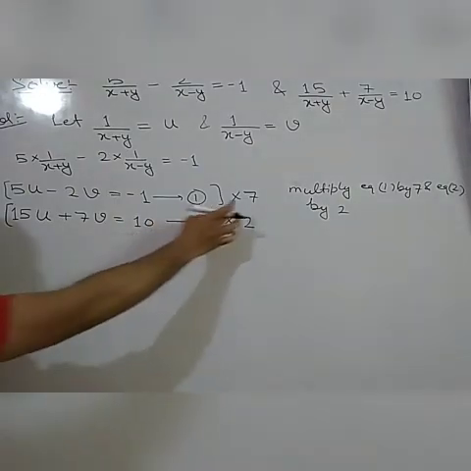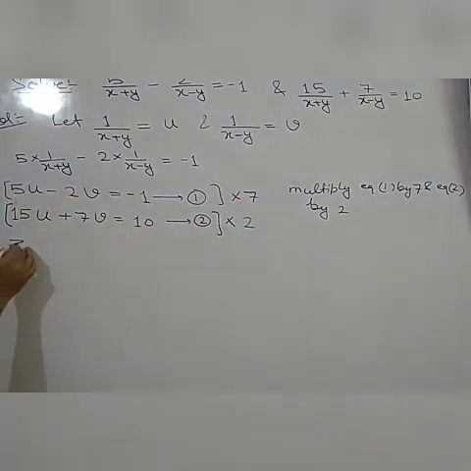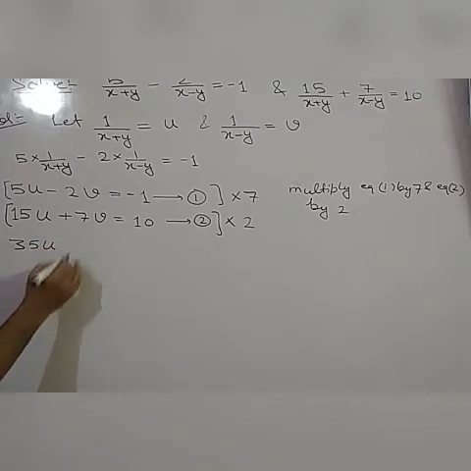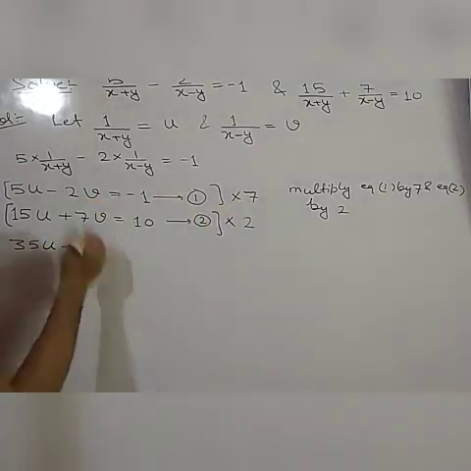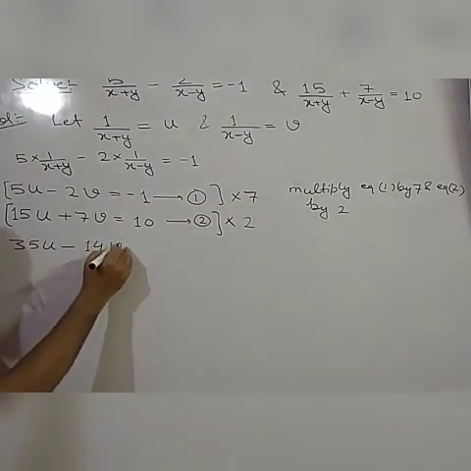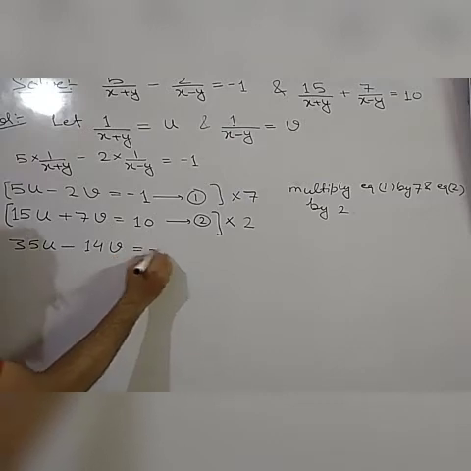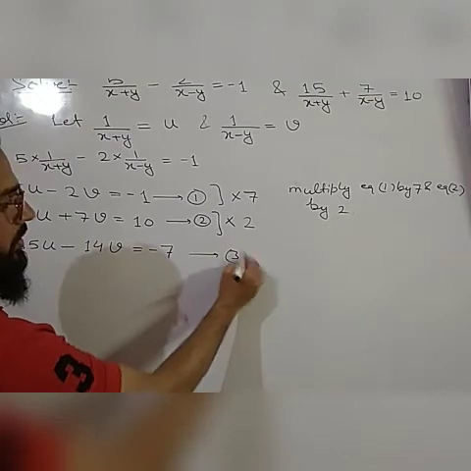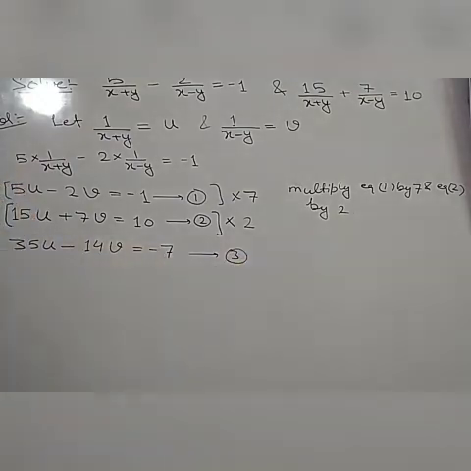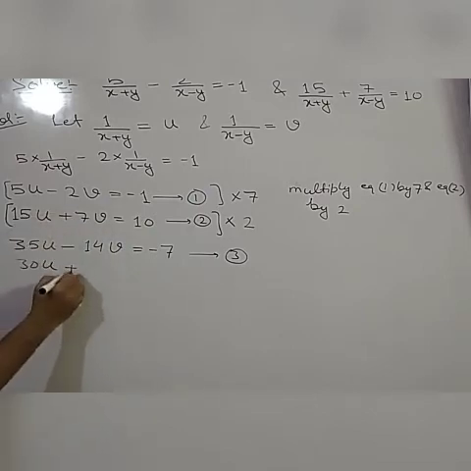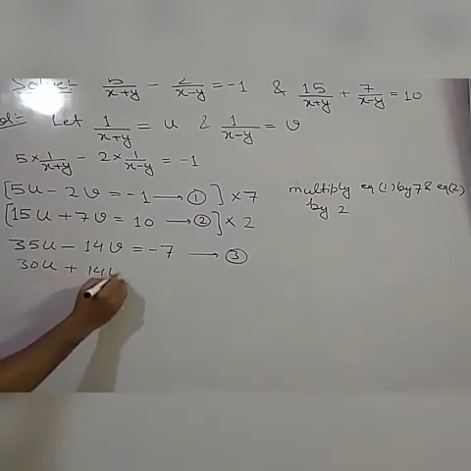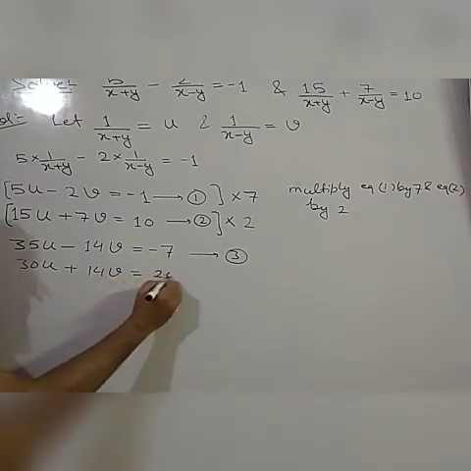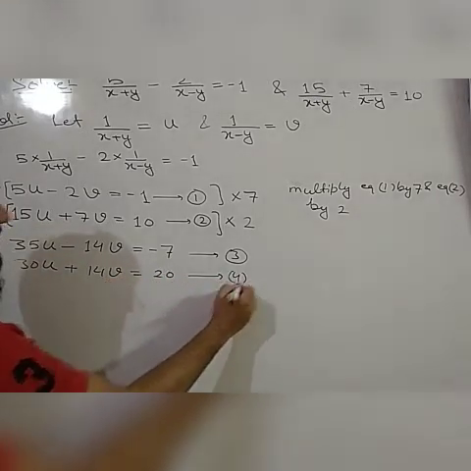By multiplying, we will get 7 5s are 35. It will be 35u minus 7 2s are 14, it will be 14v is equal to minus 7. We will get equation number 3. Similarly, multiply 2 in this equation. We will get 2 into 15, that is 30, 30u plus 2 7s are 14v is equal to 20, and we will consider it equation number 4.